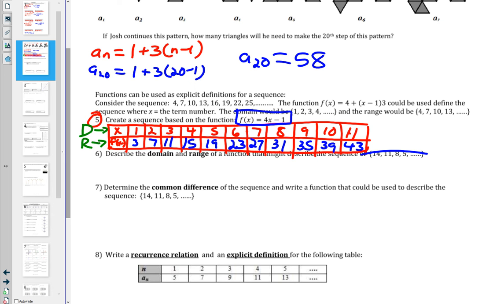If they are talking about this particular sequence, it looks like the common difference is -3. Are these numbers part of the domain or the range? Yeah, those are part of the range. What would be the domain there? Well, 1, 2, 3, 4, because those are the first number, second number, third number, fourth number.